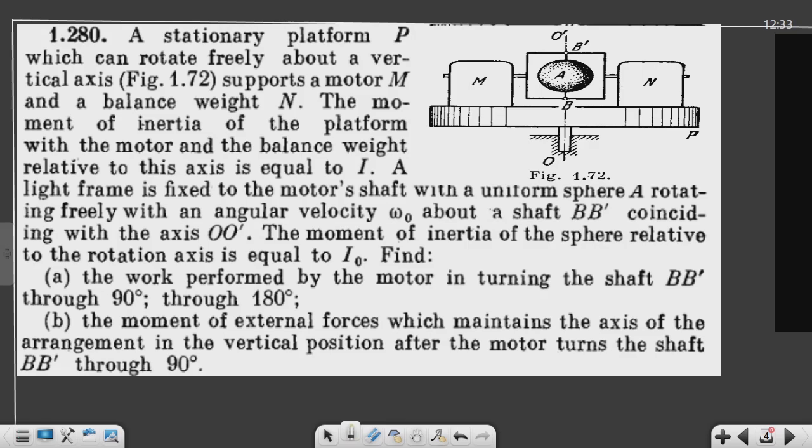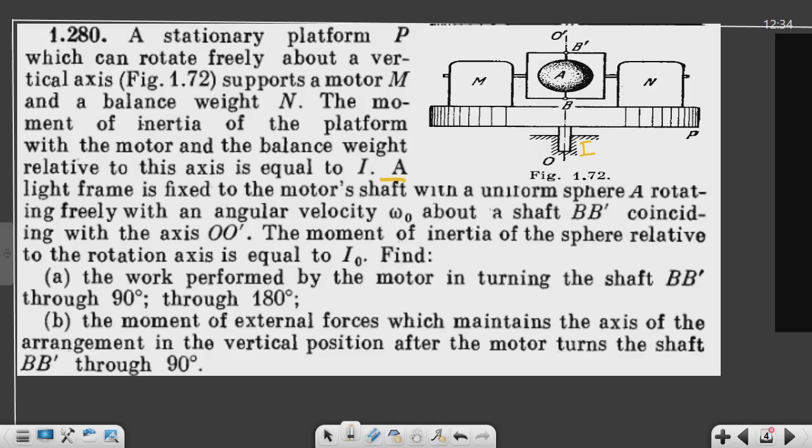In this question, there is a stationary platform P, which can rotate freely about a vertical axis. That means this platform can rotate about this axis. It supports a motor M and balancer weight N. So this is the weight and this is the motor. The moment of inertia of the platform with the motor and the balance weight relative to the axis is equal to I. That means the moment of inertia of this entire weight plus motor about this axis of rotation is I. This is the moment of inertia of the entire platform.